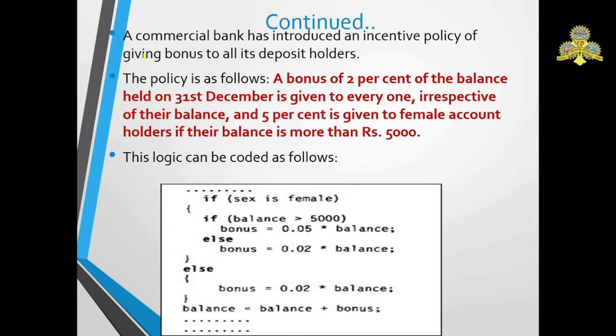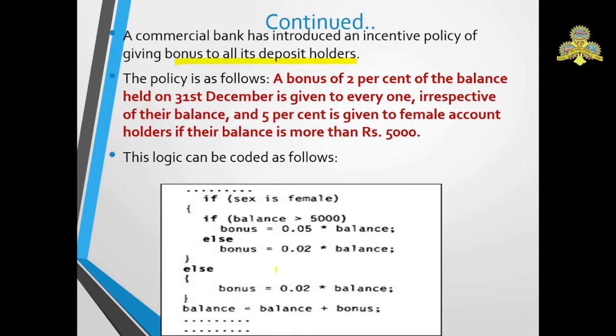In this slide, we will see one small example. Example of a bank. A commercial bank has introduced an incentive policy of giving bonus to all its deposit holders. The policy is as follows. A bonus of 2% of the balance held on 31st December is given to everyone, irrespective of their balance, and 5% is given to female account holders if their balance is more than 5,000.